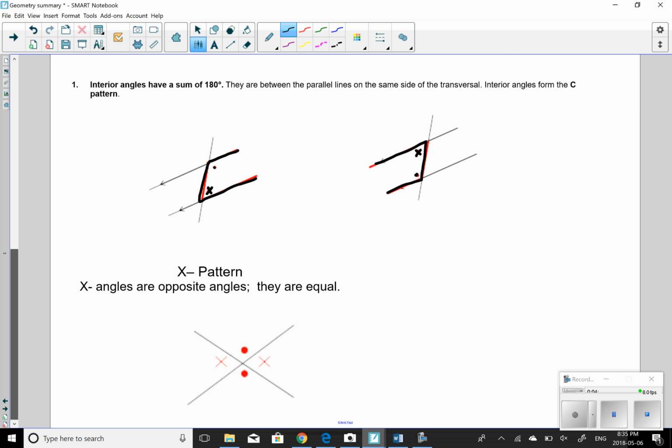Then we have the X pattern, and the X pattern is where the opposite sides will be the same. So if this was 20, this would be 20. Then if that is 20, we can actually find this out because that's on a line, that's 180. So that would be 160, and that would be 160. So opposites will always be the same.